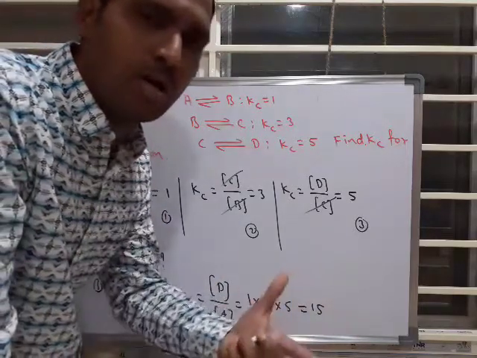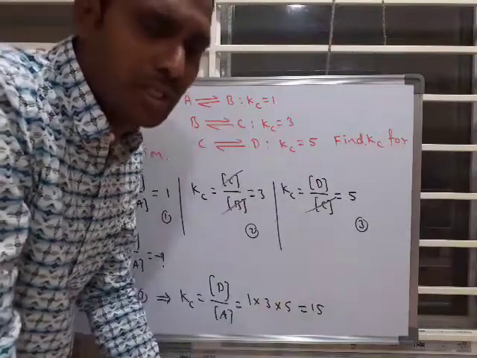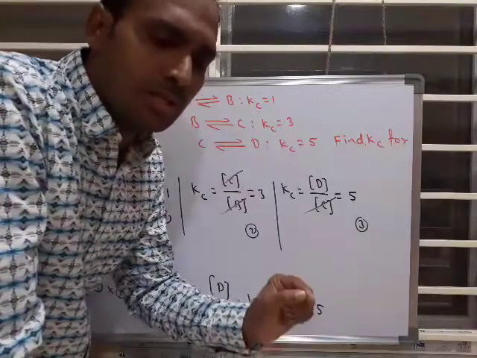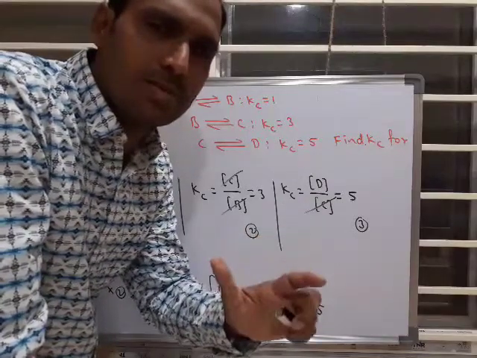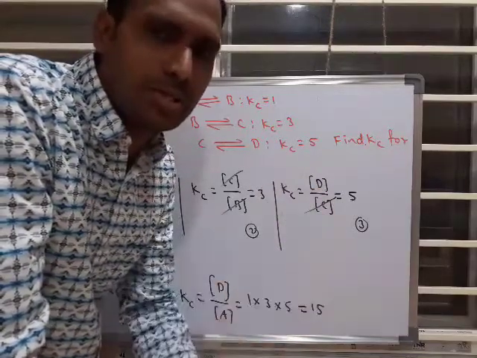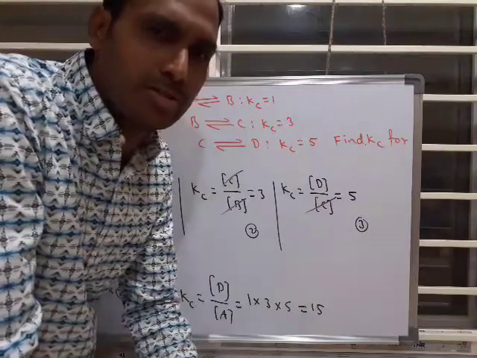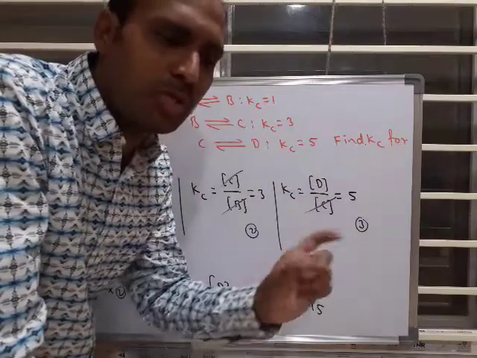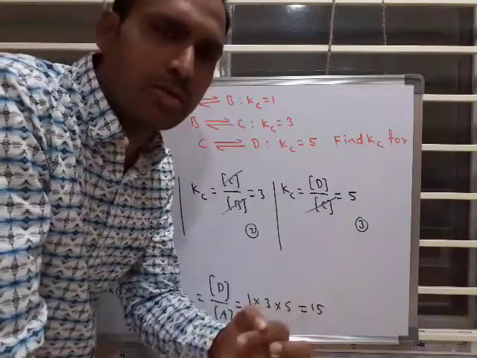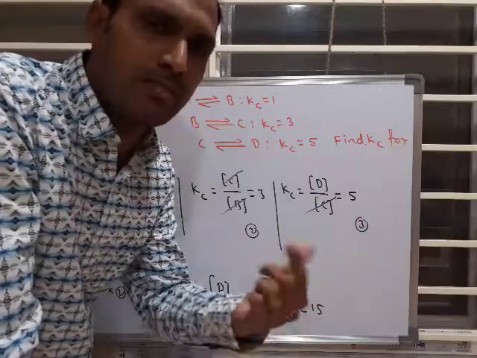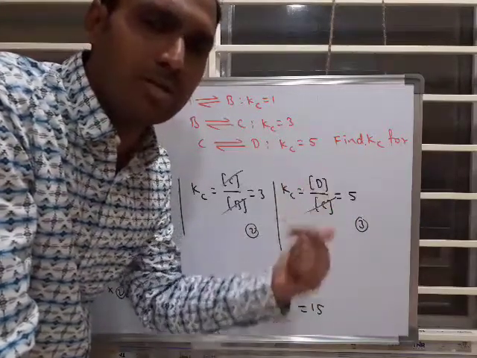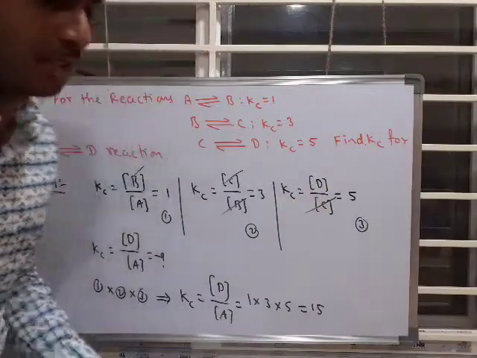From now onwards, when stepwise reactions are given, the individual steps are called consecutive reactions. When consecutive reactions are given, if we multiply the individual equilibrium constants, we will get the equilibrium constant of the overall reaction.